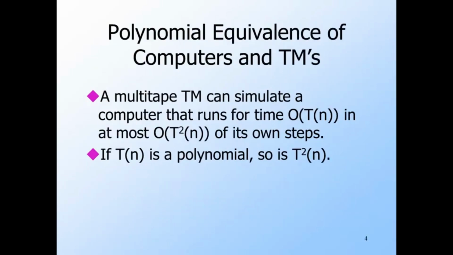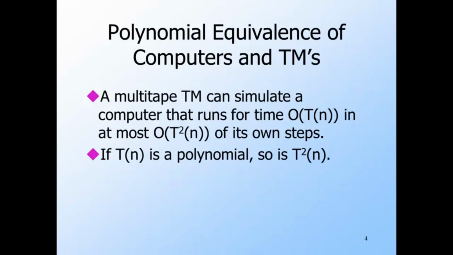That is, we saw a way to simulate a name-value store by a computer. That is the part of a real computer that takes the most time when simulated by a Turing machine. But if a computer runs for on the order of T of n steps, then it can't store or retrieve more than T of n items in its memory.